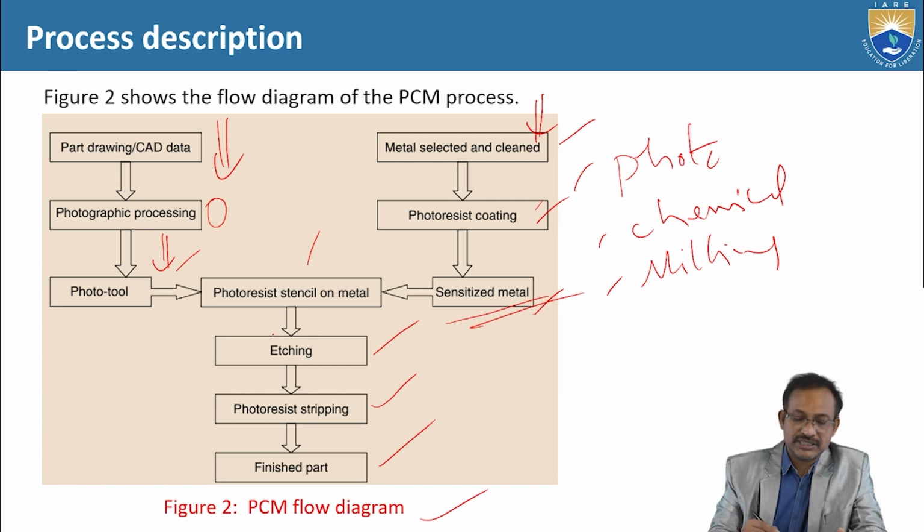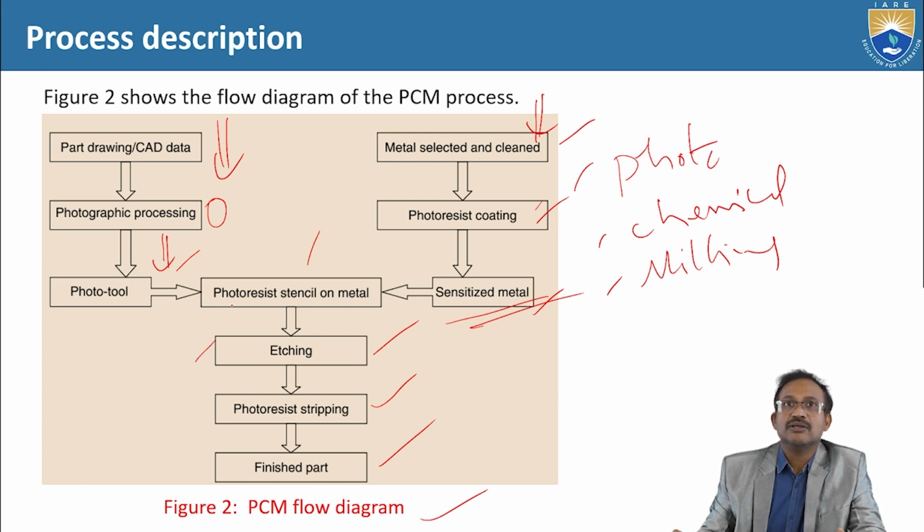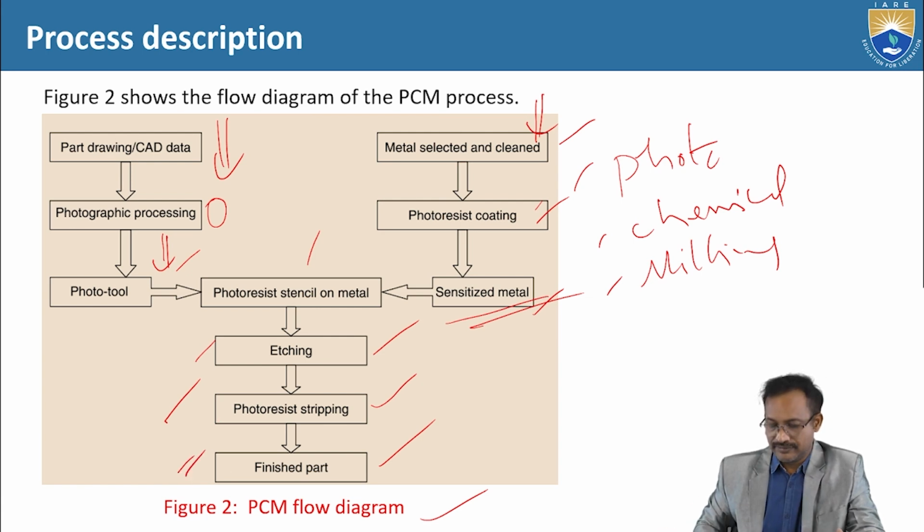So after that, etching is to be done. Then photoresist stripping has to be performed. So the final finished part will be generated at the end. So this is the PCM flow diagram.